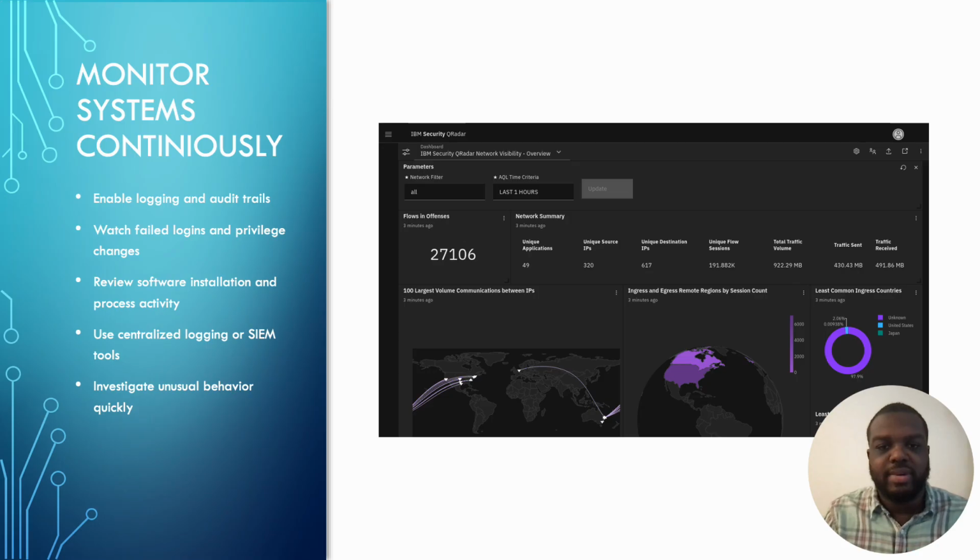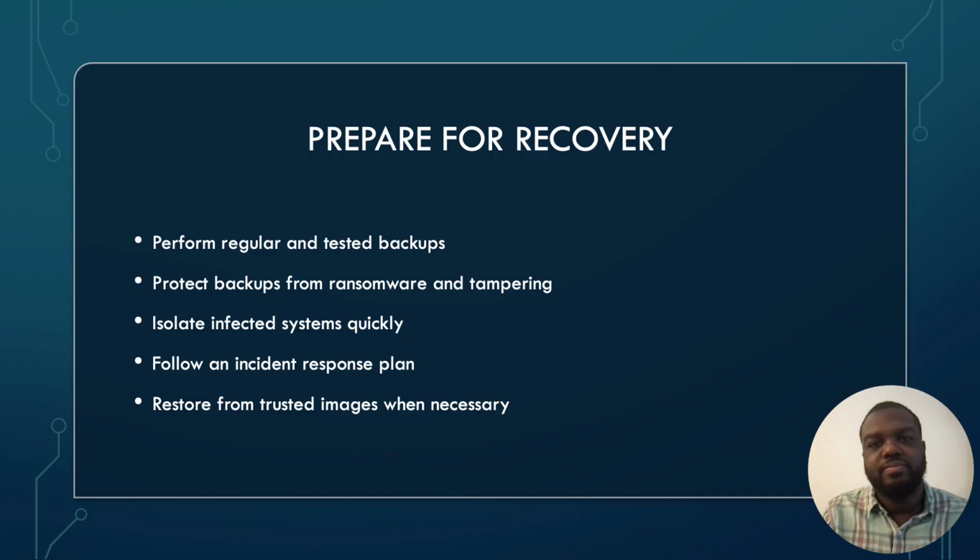In larger environments, centralized logging and security monitoring tools can make this even more effective by allowing analysts to see patterns across multiple systems. Monitoring turns operating system security from a one-time setup into an ongoing process of detection and response. Of course, even strong monitoring cannot prevent every incident. This is why organizations also need a plan for backups, response, and recovery.